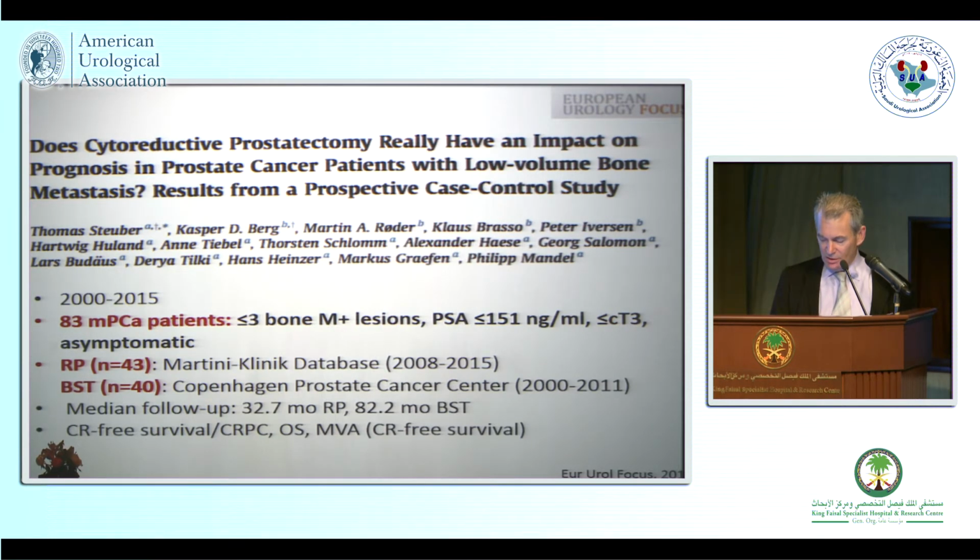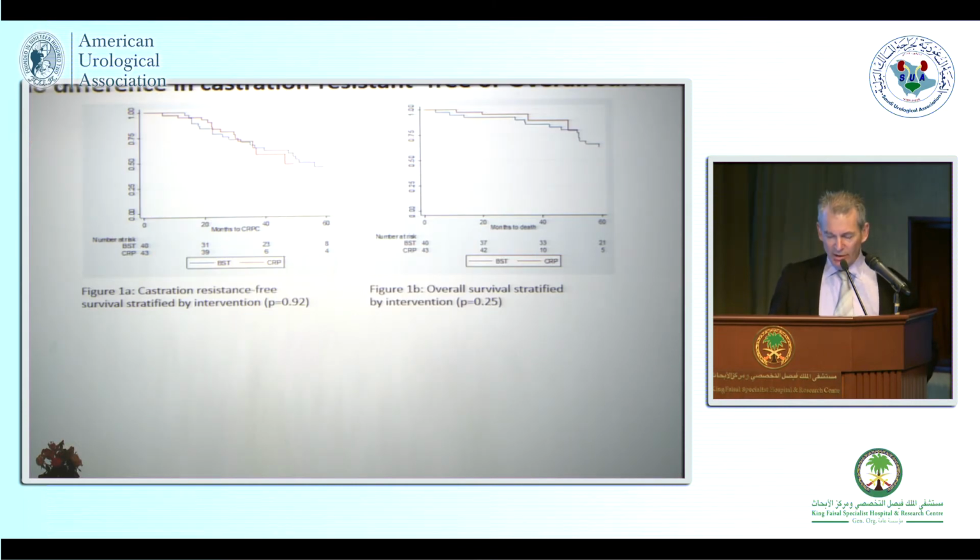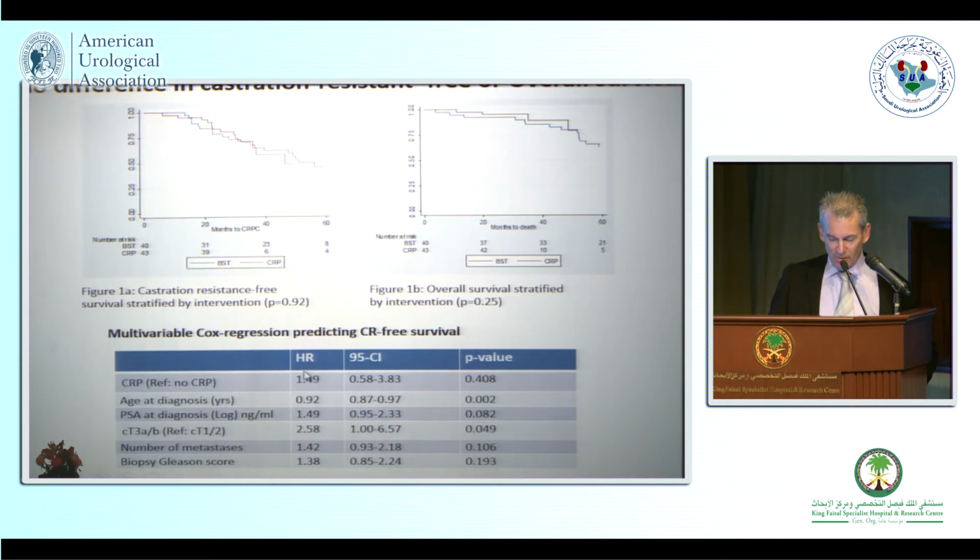And then another study that was just published in 2017, in this case a prospective case control study over about 15 years, with small numbers, 83 patients, about an even split between radical prostatectomy and best systemic therapy, with modest follow-up looking at a variety of survival outcomes. In terms of castrate-resistant free and overall survival, there is very little difference, and you can see the hazard ratios for a variety of variables predicting castration-resistant free prostate cancer.